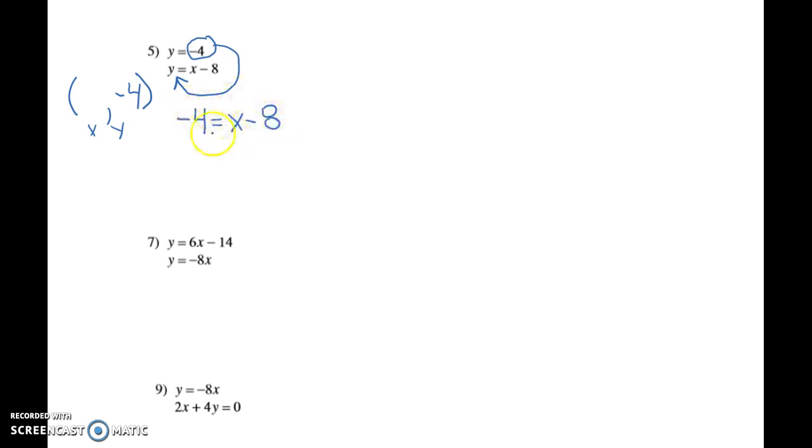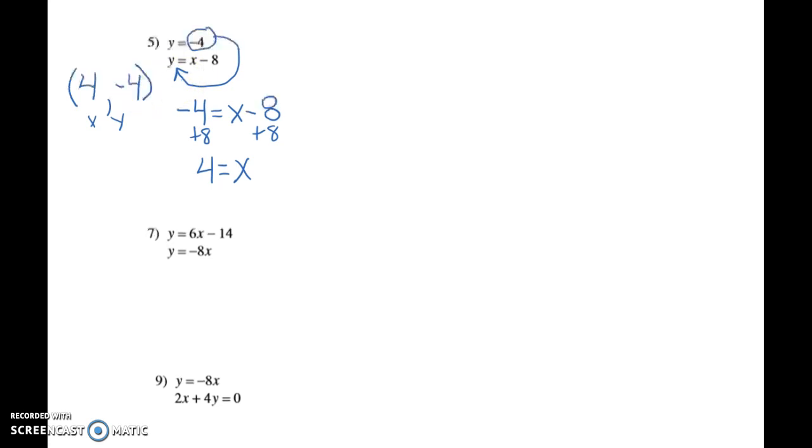We only have one variable left, which is x. So add 8. -4 plus 8 is +4 equals x. That right there, I've got an x comma y answer. I'm good. If I check this, again, putting a 4 in here, 4 minus 8 would be -4. Is y -4? Yepers. So sweet.